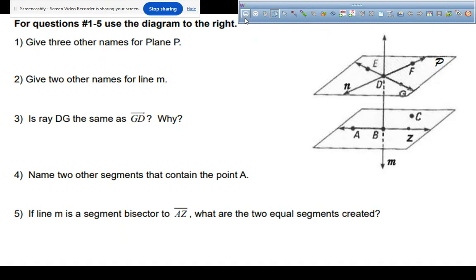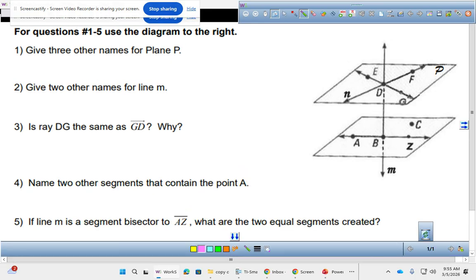So starting with questions 1 through 5, I'm using this diagram here. The first question wants us to give 3 other names for plane P. So I've got to locate the P. Right, so here's plane P, and it's this shape. When we are naming a plane, we need to pick 3 letters. Those 3 letters can't be in a line.